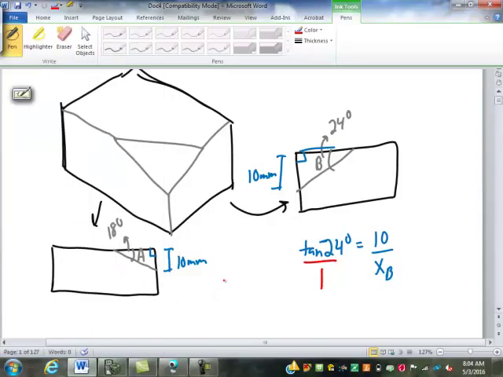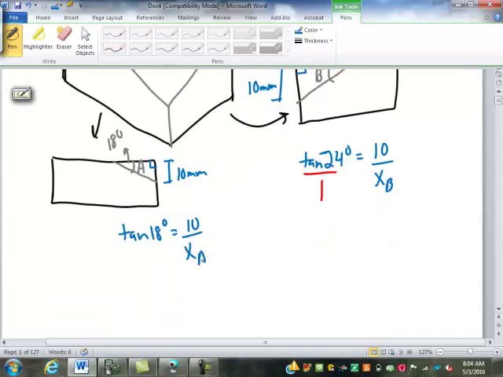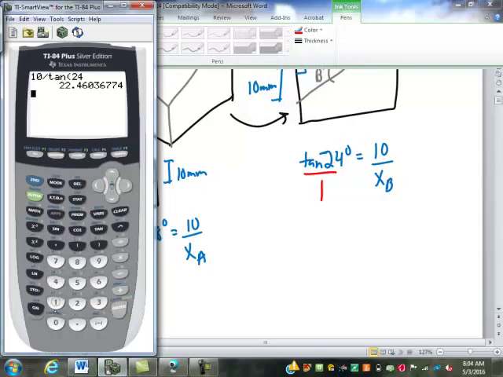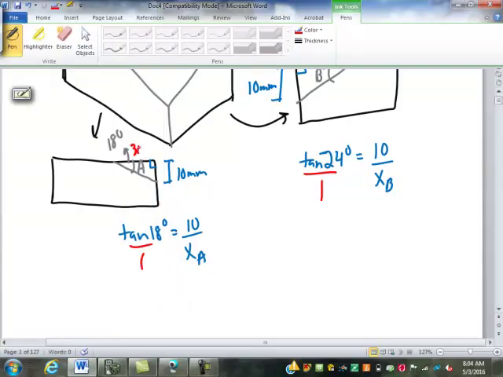So 22.46 millimeters. We'll do the same thing over here now. Tangent of 18 degrees equals 10 over XA. So 1 times 10 is 10, divided by the tangent of 18 degrees, 30.78 millimeters there.